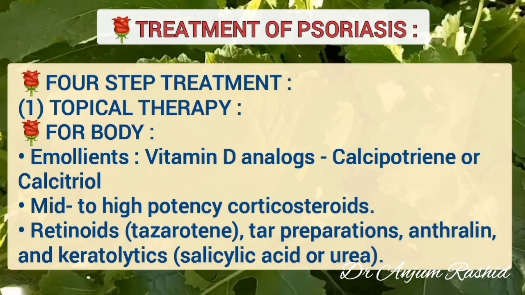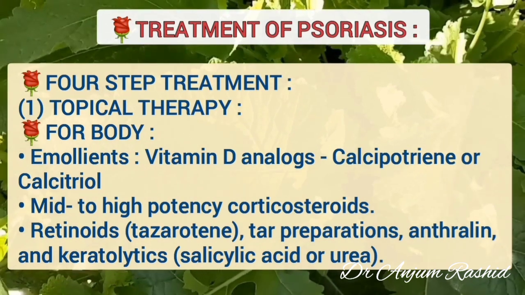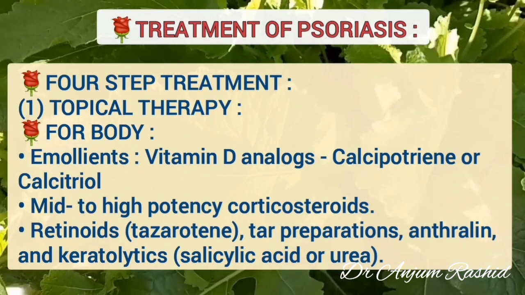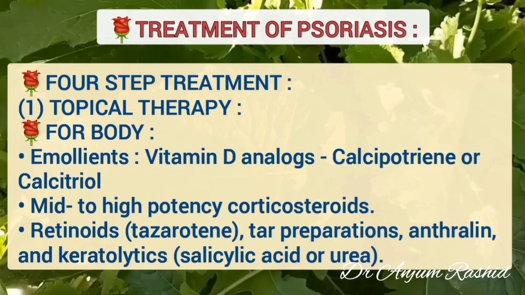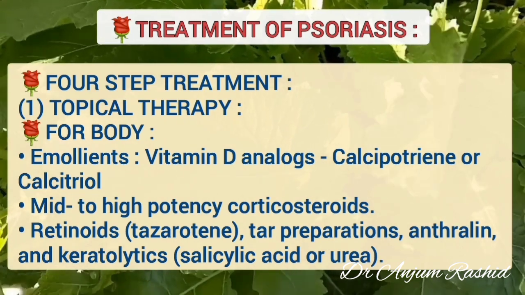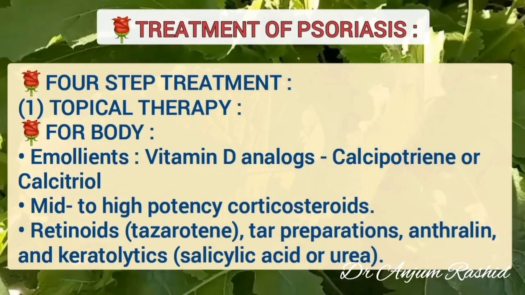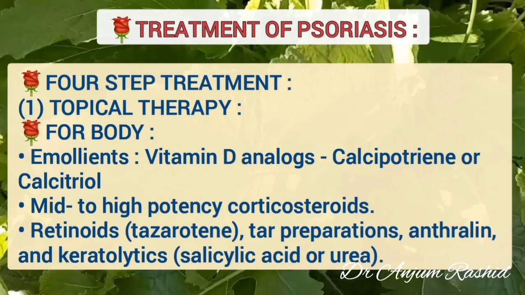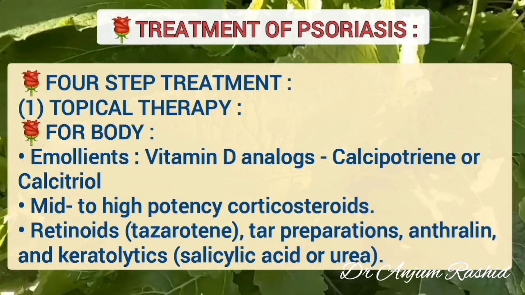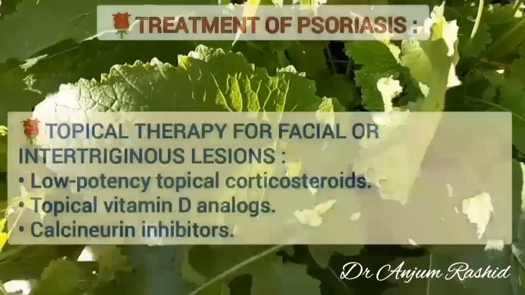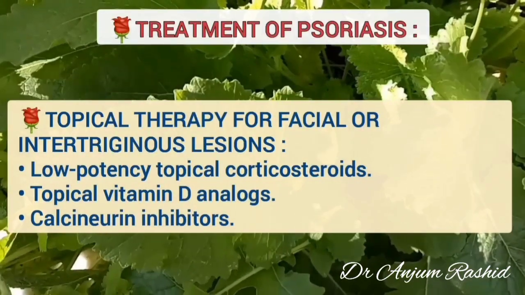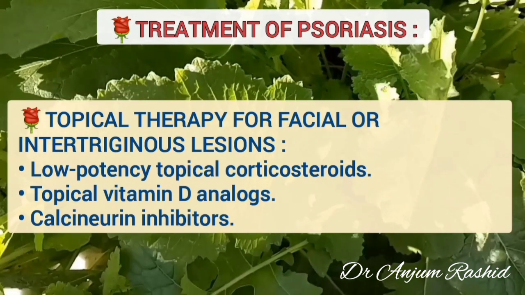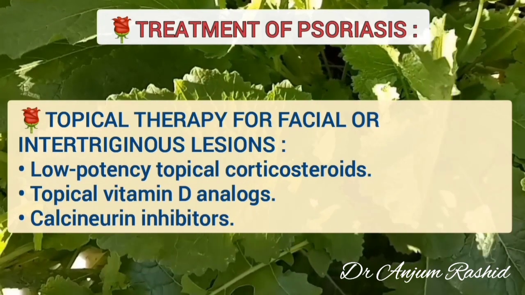Generally, the treatment is divided into 4 steps or 4 groups. First is the topical therapy. For body, the topical drugs include emollients and vitamin D analogs, which include calcipotriene or calcitriol. Other agents which can be used include mid to high potency corticosteroids, retinoids, tar preparation, anthralin, and keratolytics such as salicylic acid or urea. Topical therapy for facial or intertriginous lesions include low potency topical corticosteroid, topical vitamin D analogs, or calcineurin inhibitors.